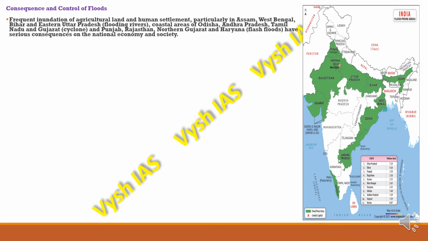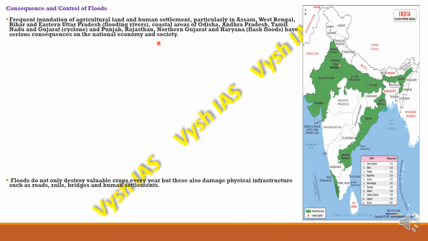So frequent inundation or flooding of agricultural land and human settlement occurs, particularly in Assam, West Bengal, Bihar and eastern Uttar Pradesh, where flooding rivers are present, and then coastal areas of Odisha, Andhra Pradesh, Tamil Nadu and Gujarat, where they are prone to cyclones because of the Bay of Bengal and Arabian Sea. Then we have states like Punjab, Rajasthan, Northern Gujarat and Haryana, where flash floods take place, as we read in the earlier slide. So these have serious consequences on the national economy and society.